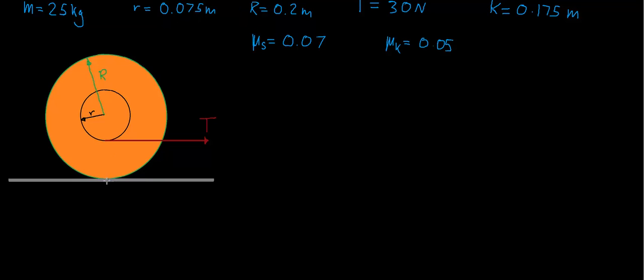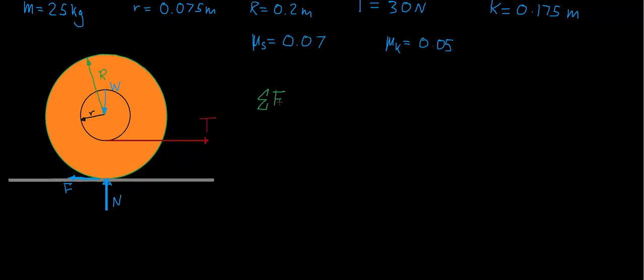So we're going to have a normal force acting upwards here, and we're going to have a weight force acting through the center of the cylinder. Okay. And we're also going to have a friction force in the opposite direction to the motion. So we're going to have this friction force here, which we'll label as F. Okay, and obviously we've got this tension.